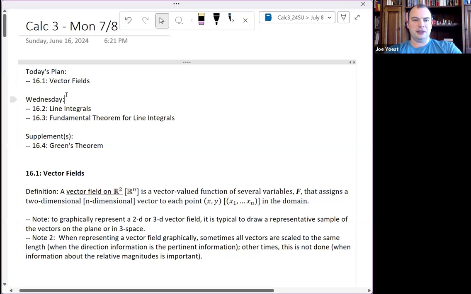All right, so the plan for today, Monday, July 8th, is really just to introduce the topic of vector calculus, vector analysis, in chapter 16. So we're introducing the idea of vector fields, talking about what is a vector field, and a couple different things related to vector fields. And then on Wednesday, we will start into line integrals and the fundamental theorem for line integrals.